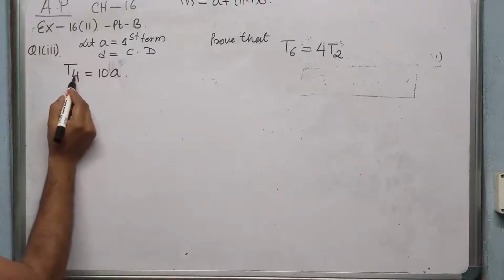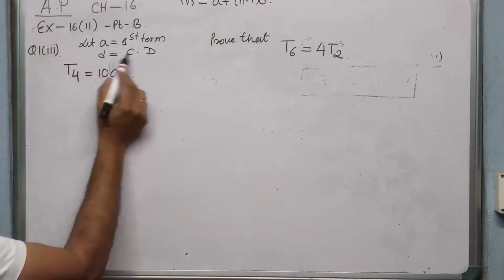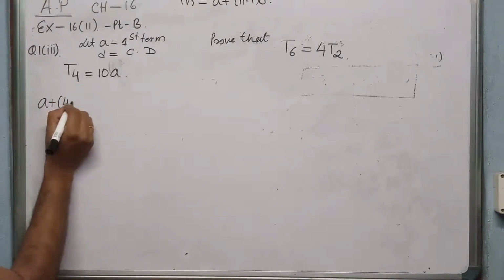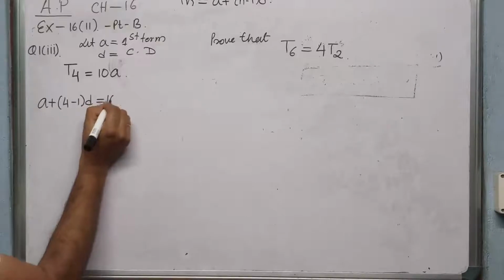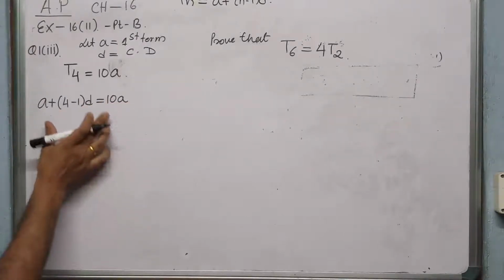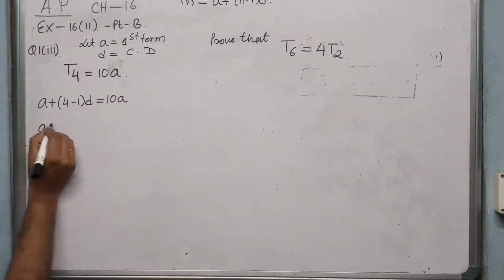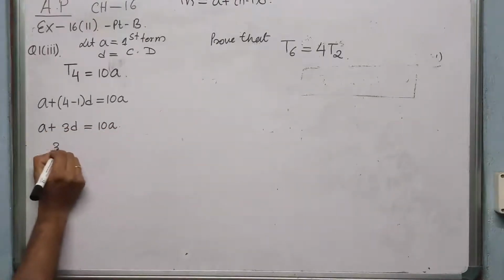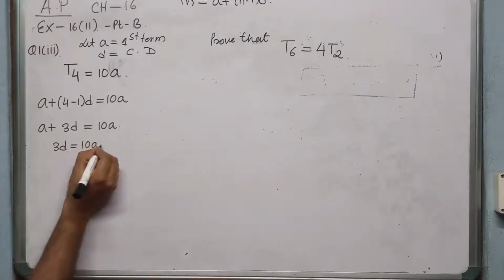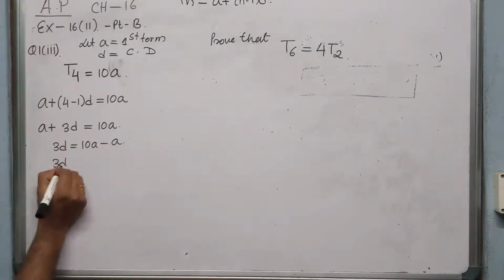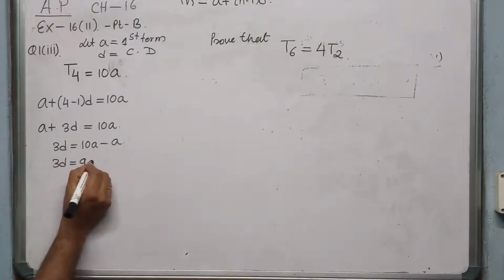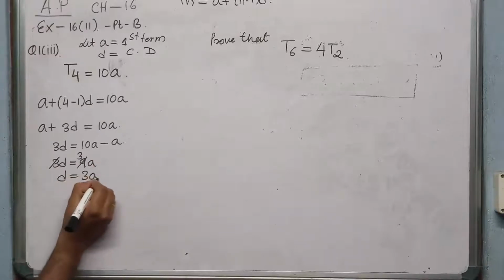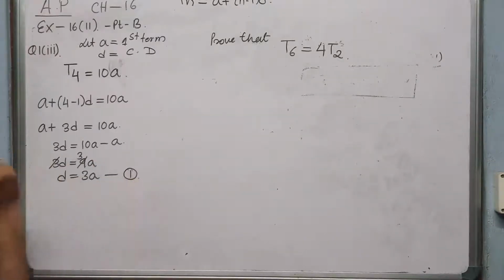What will be the formula for the fourth term? A is the first term, D is the common difference, then for the fourth term n is 4. A plus (4 minus 1) into D is equal to 10A. So A plus 3D is equal to 10A. Now I'll write the like terms on one side: 3D is equal to 10A minus A, which is 9A. So D is equal to 3A. Let it be equation number 1.